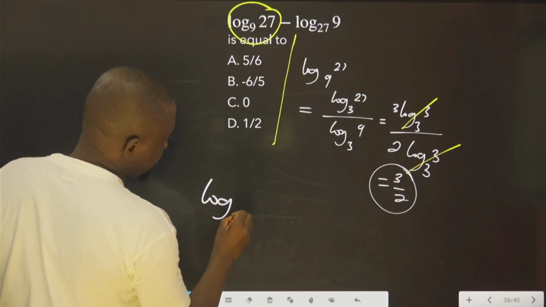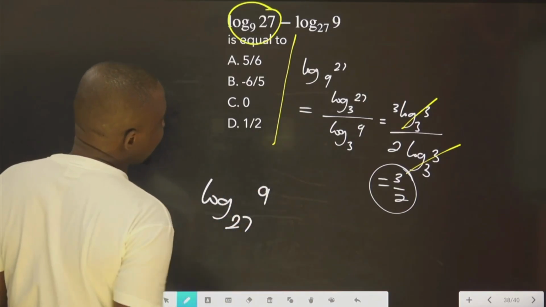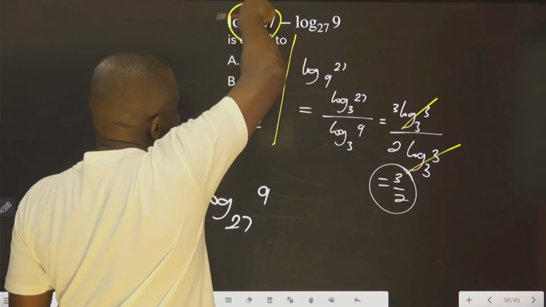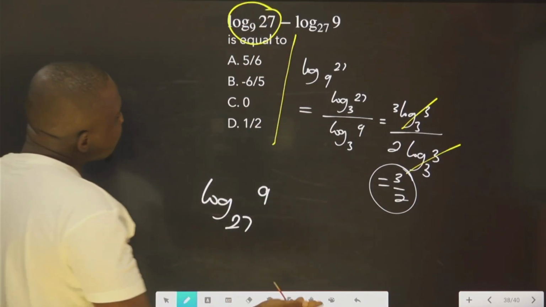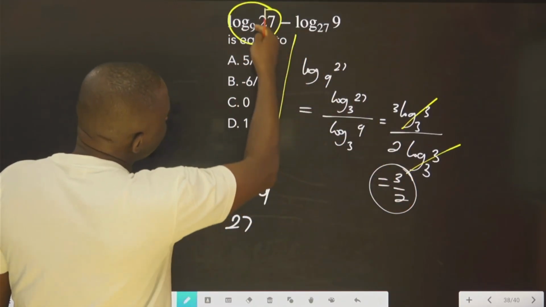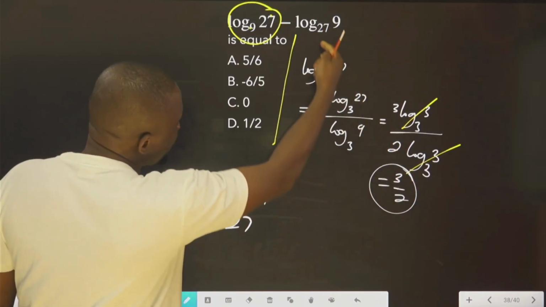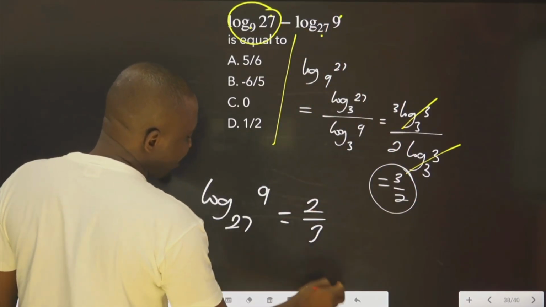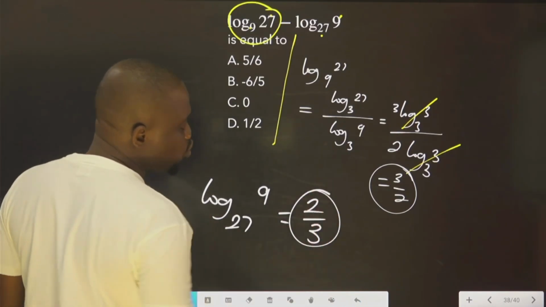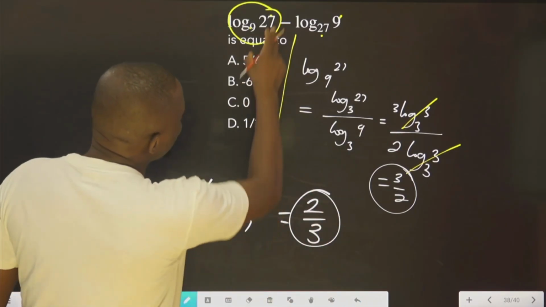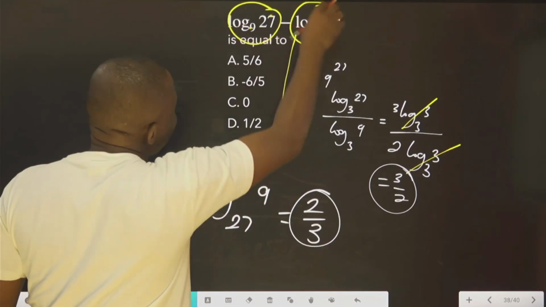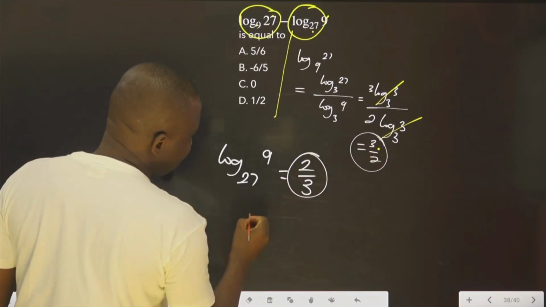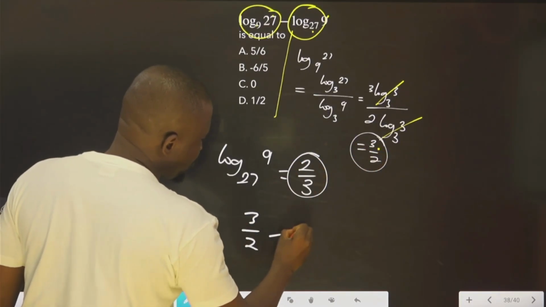Then we go for this one, the same thing. Log 27, here is 9. Just changing this. So without wasting our time now, because log 27 to base 9 gives us 3 over 2, log 9 to base 27 now will give us 2 over 3. So now we have to substitute now. This minus this, that is, 3 over 2 minus 2 over 3.